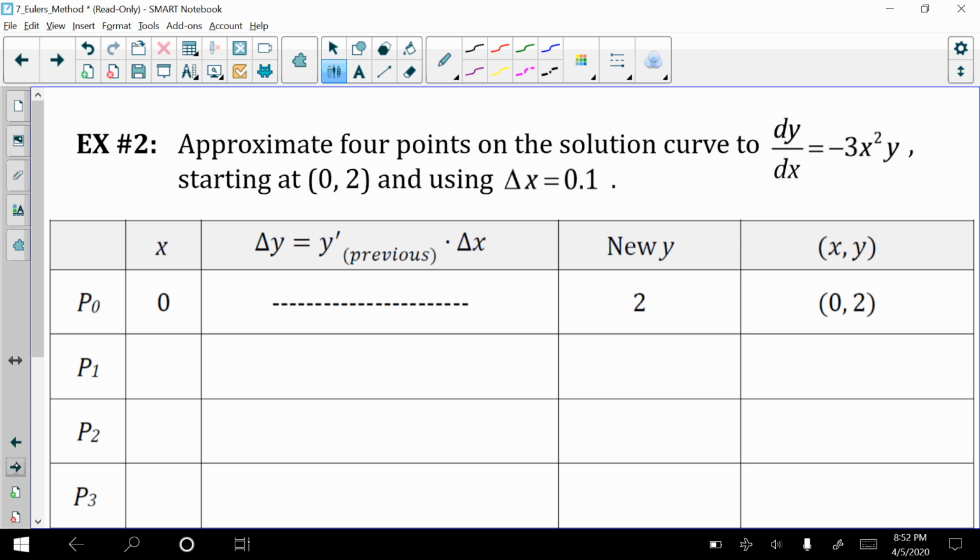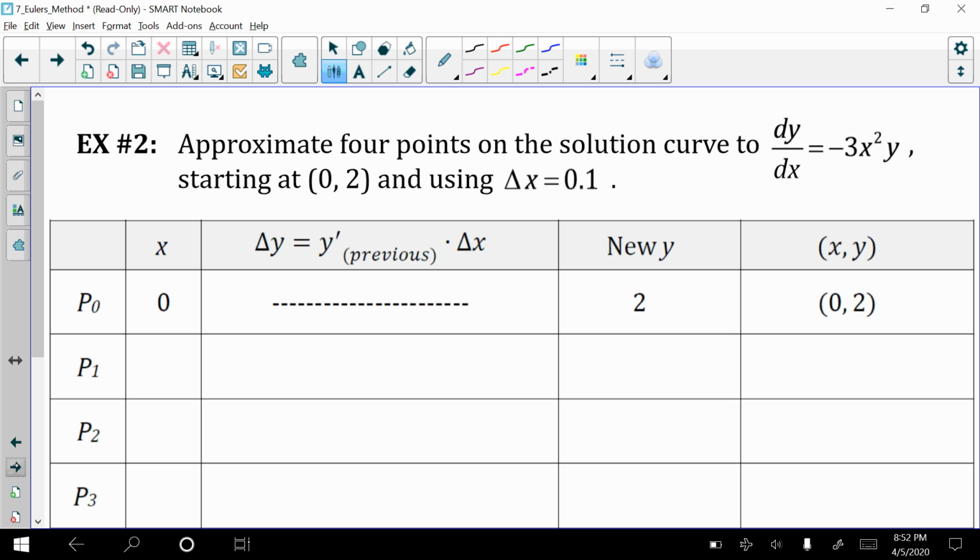Now, taking a look at the next example here, again, this one could be adjusted in such a way to make it a very easy question that you could see on a multiple choice portion of your AP exam. Here, what it's telling you to do in this example, it says approximate 4 points on the solution curve where they're giving you the differential equation of negative 3x squared times y, and the initial conditions are when x is 0, y is 2, and the change in x is always going to be 0.1.